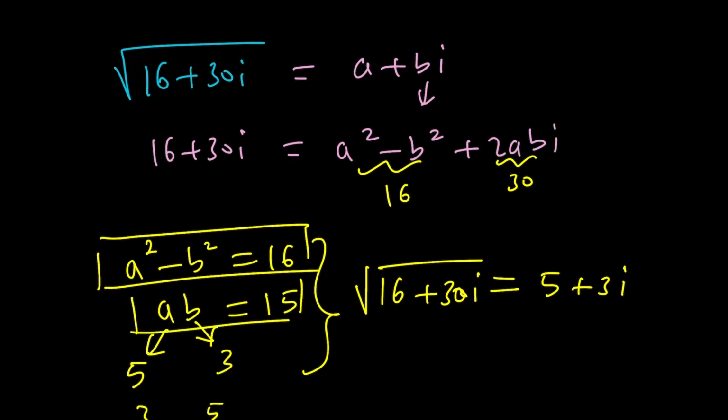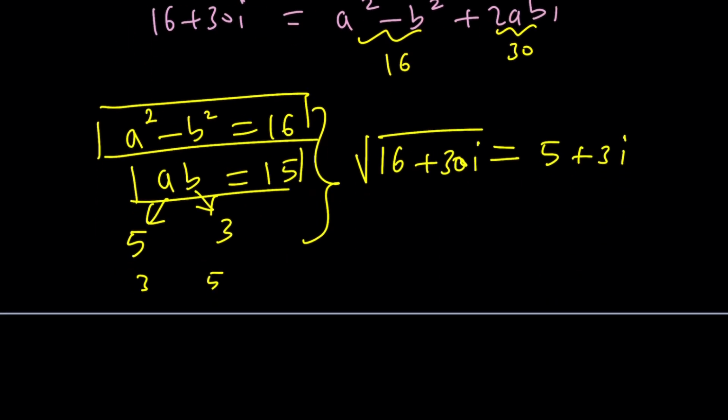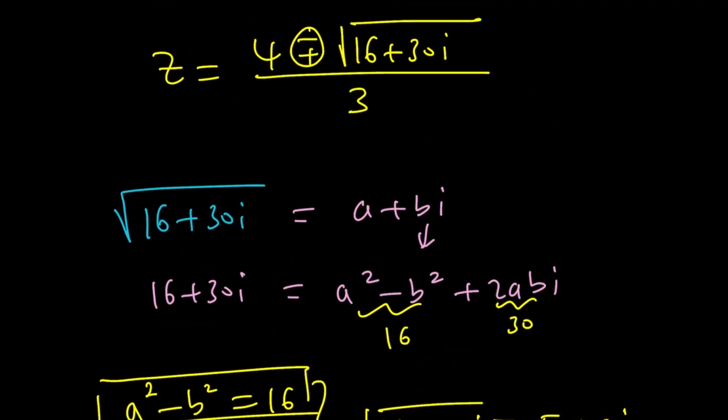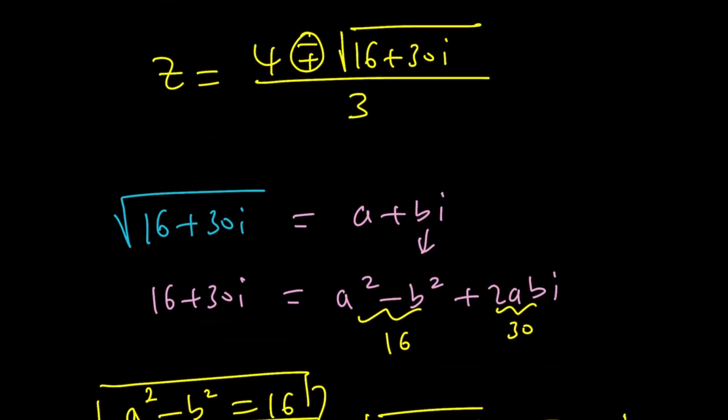Again, if you want to come up with a formula, you can easily. 5 plus 3i is one of the solutions. The other one is going to be the opposite, and plus minus will take care of that. So let's go ahead and plug it in. We have 4 plus minus 5 plus 3i, and all of that is divided by 3.